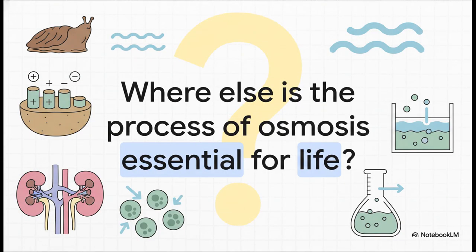So, we started with a slug, we investigated a potato, and we've absolutely nailed the science. My final question for you is this. Now that you've mastered osmosis in plants, where else is this process absolutely essential for life to even exist? Think about your own body, your kidneys, every single one of your cells. The principles are exactly the same. Keep that curiosity going.